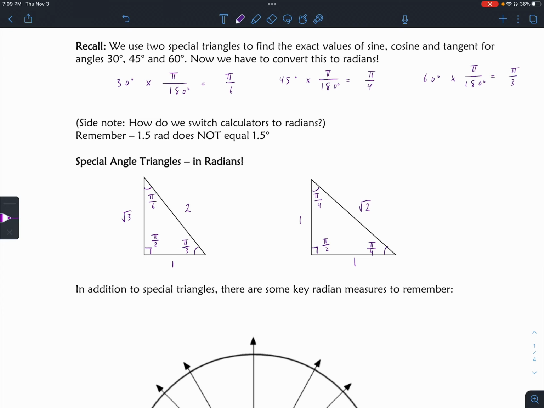Now you might remember that in grade 11 you actually derived these triangles, right? So we're not going to do that again. But if you still have your notes from grade 11, you can look back at how these special triangles are derived.